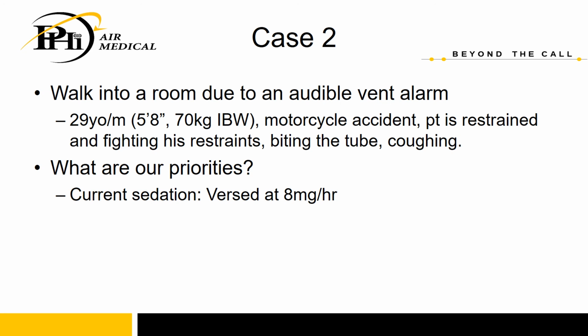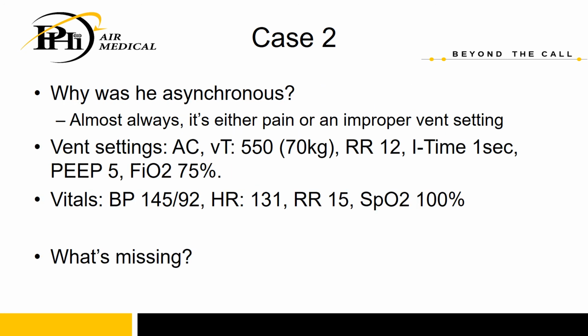We see that his current sedation package is that he has Versed at 8 milligrams an hour, and that is it. So what are we missing on this patient? And I would say the number one thing that we are missing is going to be a fentanyl drip in order to help with this patient's discomfort. So why is he being asynchronous? Remember that it's almost always due to pain or an improper vent setting.